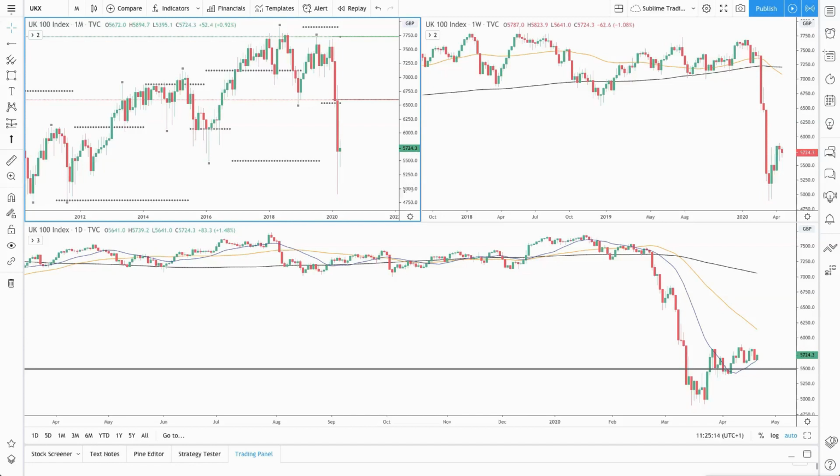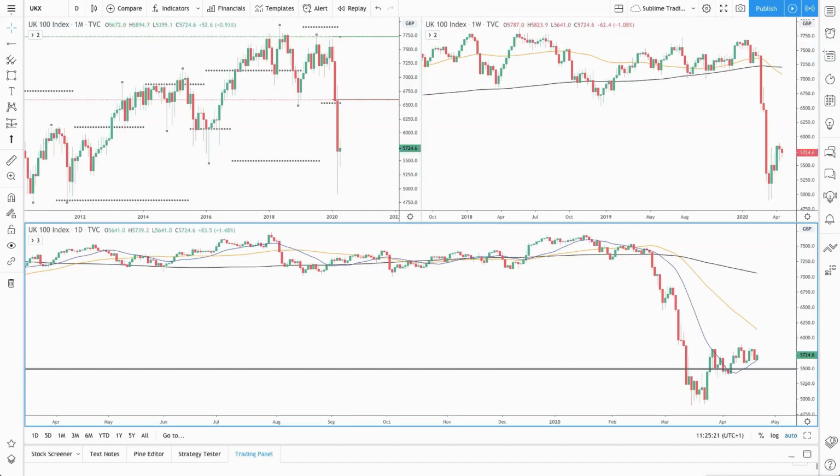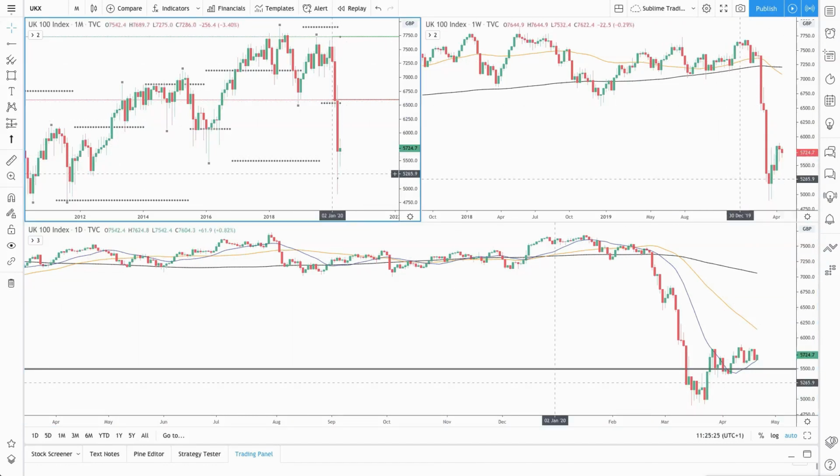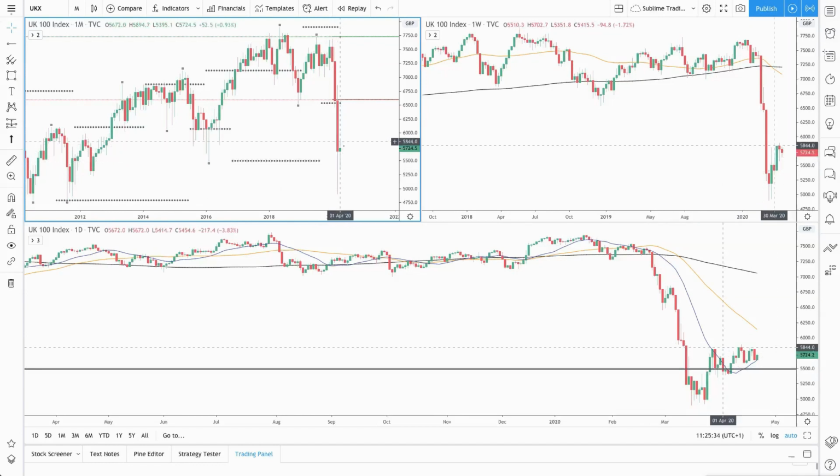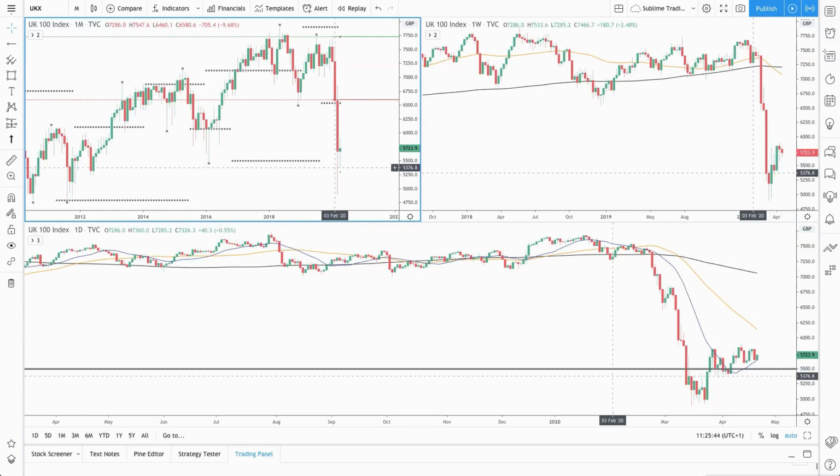Okay, so let's start with the FTSE 100. As always, this is our three-screen setup, monthly in the top left, weekly in the top right, and our daily chart across the bottom. Starting with the monthly time frame on the FTSE 100, price is still finding support at the low of February 2016. This is a major support area. You can see that the month of April is looking like an indecision candle, like a spinning top at the moment, but we are still a week away from the end of the month, so this could look very, very different by the end of April.